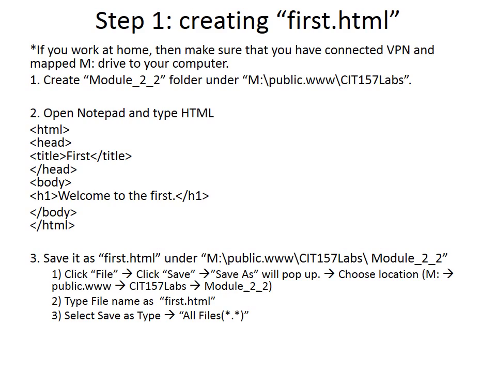Then create a module 2-2 folder on the M public.www CIT157 labs folder. Open Notepad and type the HTML codes from this slide. Save it as first.html under the folder. Do you remember three things to save a file? First, where to save. Second, what is the file extension? And third, what is the file name?